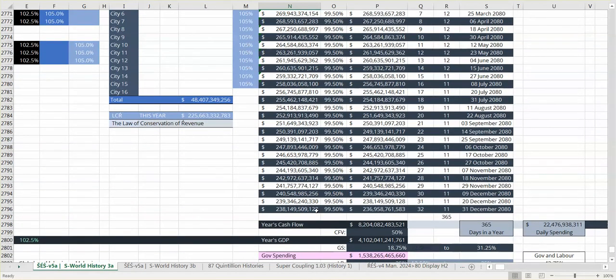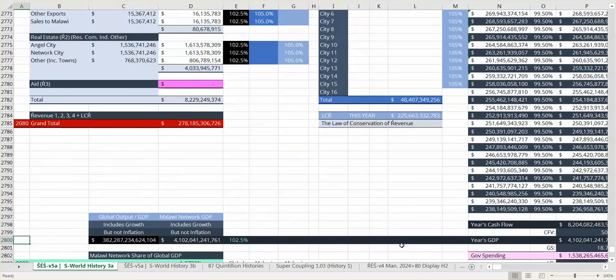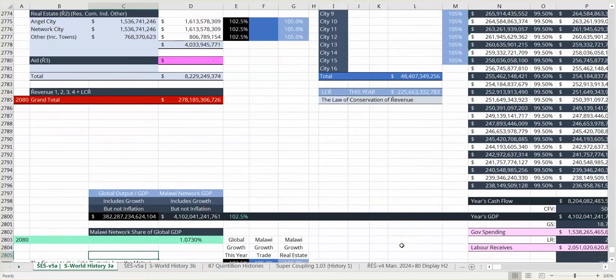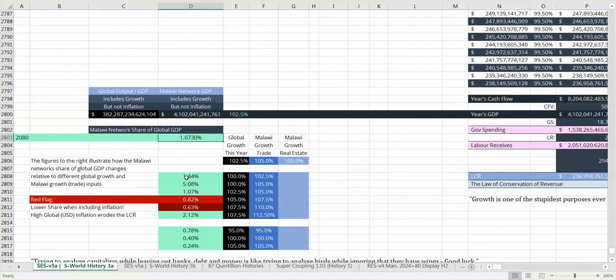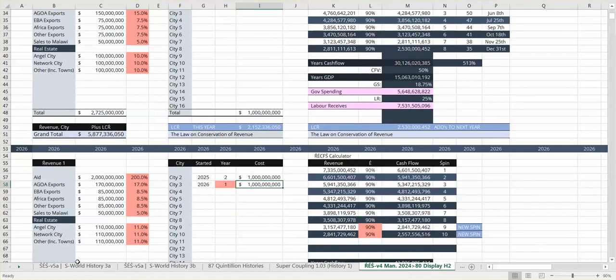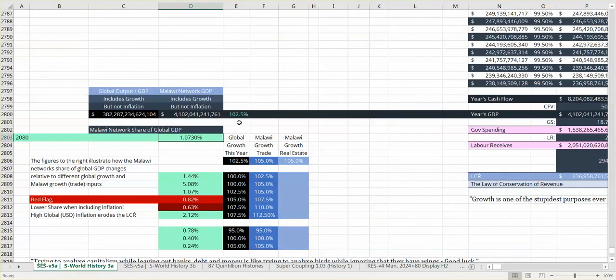Zooming down. Final total: $8 trillion in cash flow, $4 trillion in GDP. But it's not like that because the rest of the world has increased. What is relevant is the ratio, the GDP ratio. Malawi's share of global GDP is now 1.1, just over 1%. And that was what I targeted in manual history. For history number two, we got there in 2048. In this version, we get there in 2080. This is a worst case.